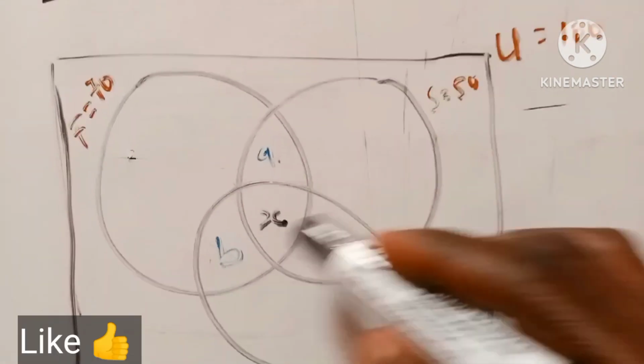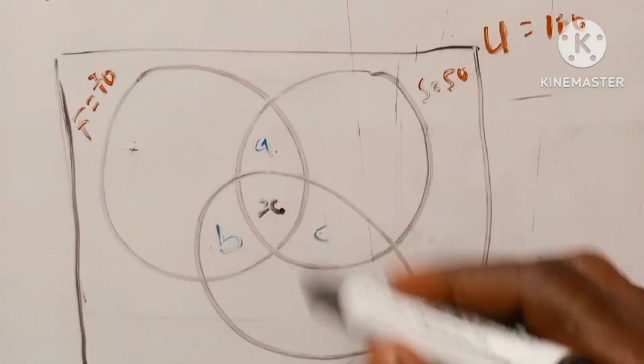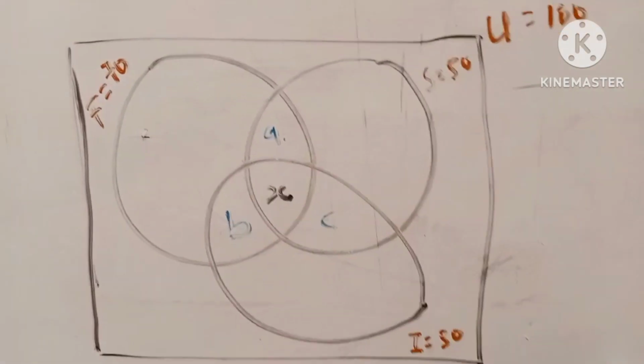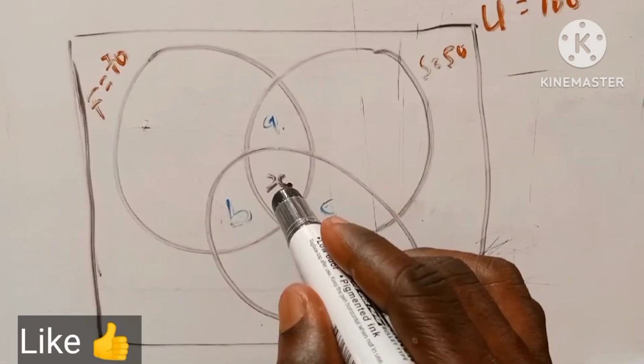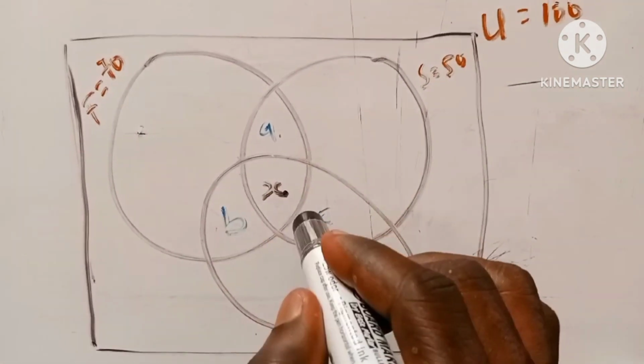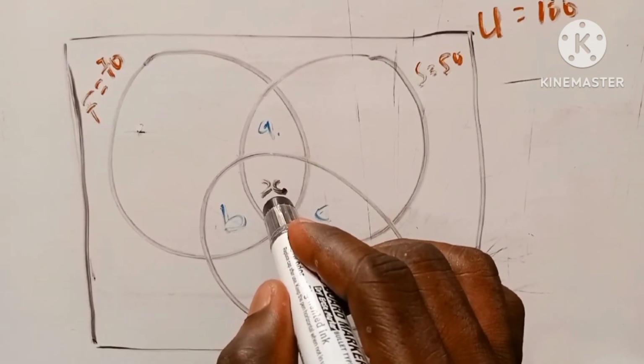This person here is suffering from what? All three diseases, right? So fever, stomach, and as well as injured. So this person has all three. Now, remember, when we are counting in this case, we are going to count this person three times, right?